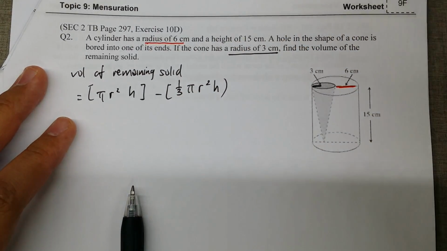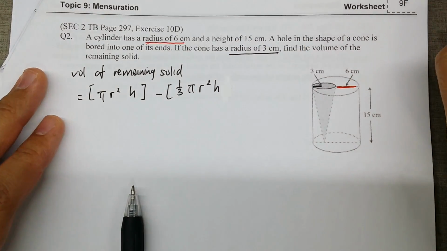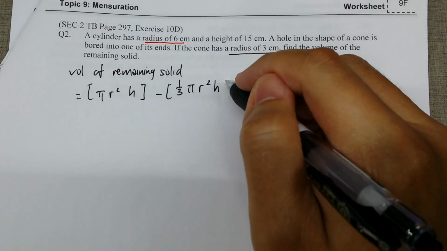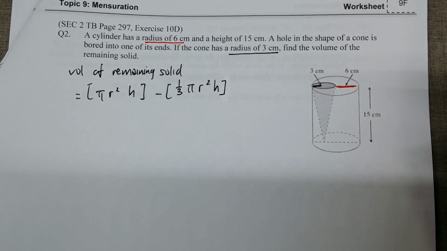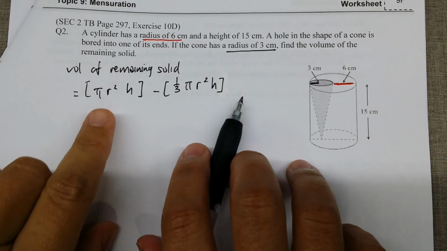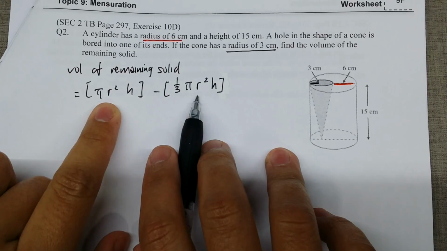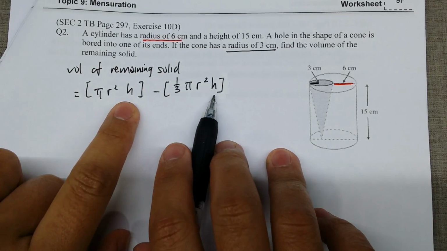Okay, but to be honest, my presentation is not good. Why? Not because of my ugly handwriting, but because both R are different. This R and this R are different. This is 6, this should be 3. Alright, the height is the same, so I can use the same H.